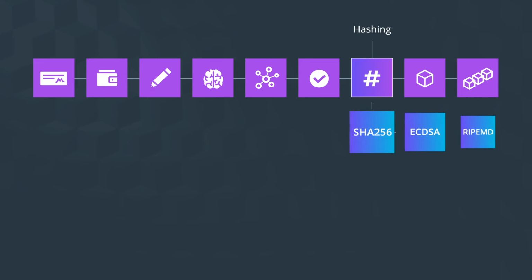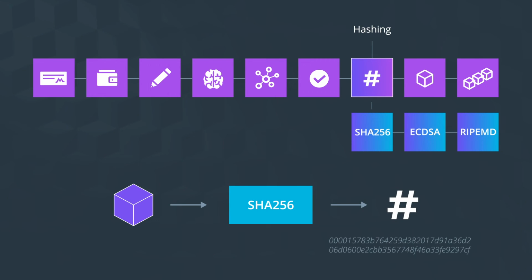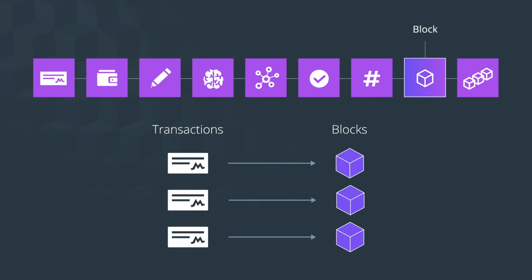Hashing is a process of generating a digital fingerprint, also known as a hash, by passing data or information to a hashing function. This helps us identify a block and know whether or not the information has been tampered with. If information has been changed, the hash will also change, which invalidates the block. A block is a container that holds a list of transactions to be added to the blockchain.